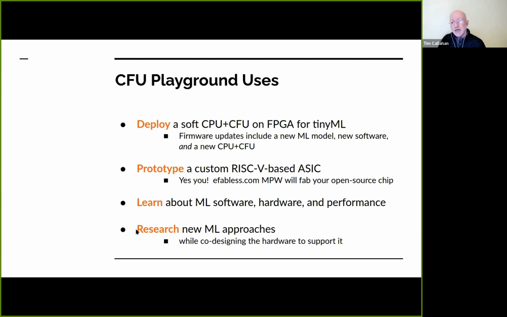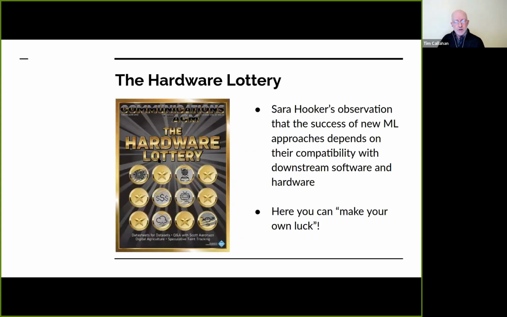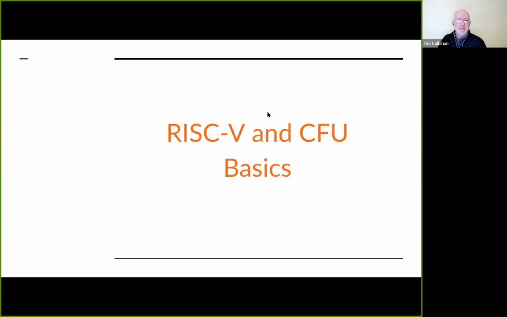And this happens to tie in really well with this article that was just published in the Communications of the ACM by another Googler, Sara Hooker, who observed exactly this, that looking back, the ML approaches that have been successful are the ones that got lucky and mapped very well to existing hardware. So here you have the opportunity to come up with a new idea. And if it doesn't map well to the existing hardware, you can make your own hardware and in some sense, make your own luck.